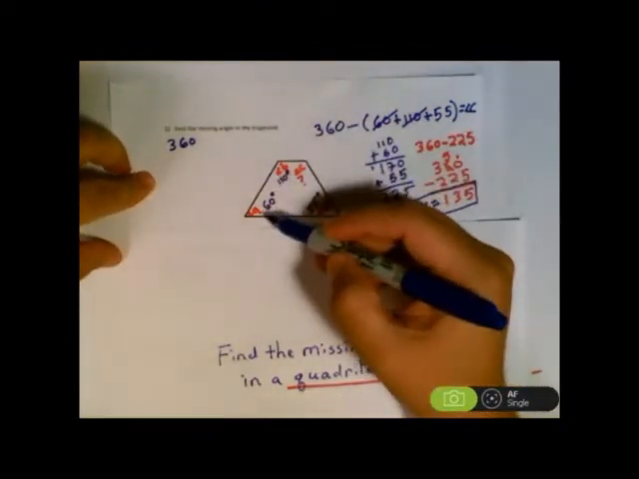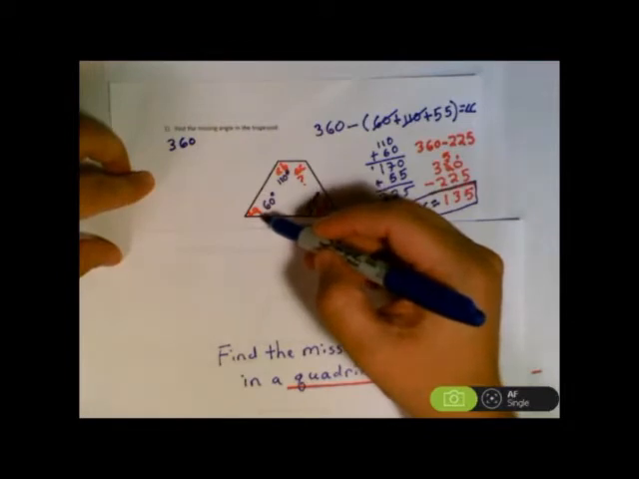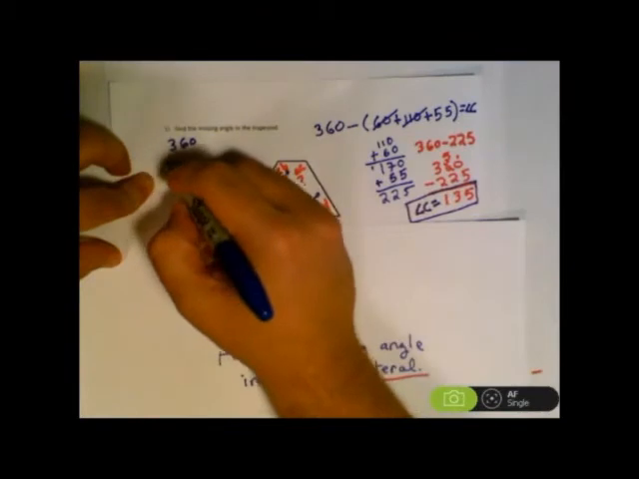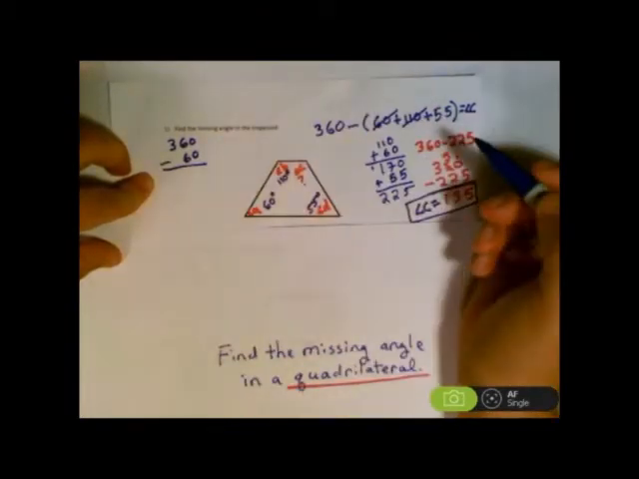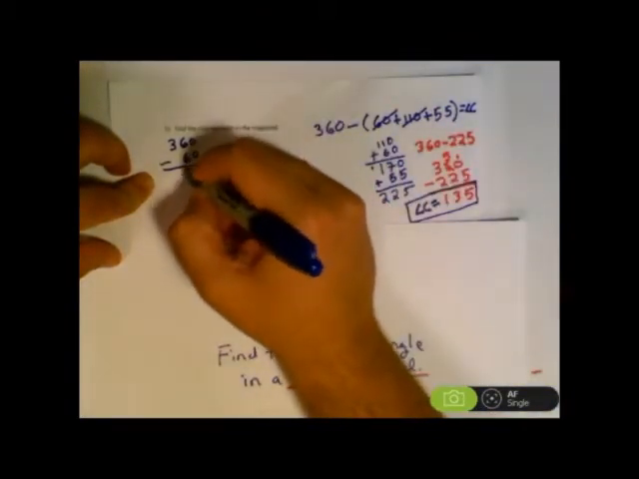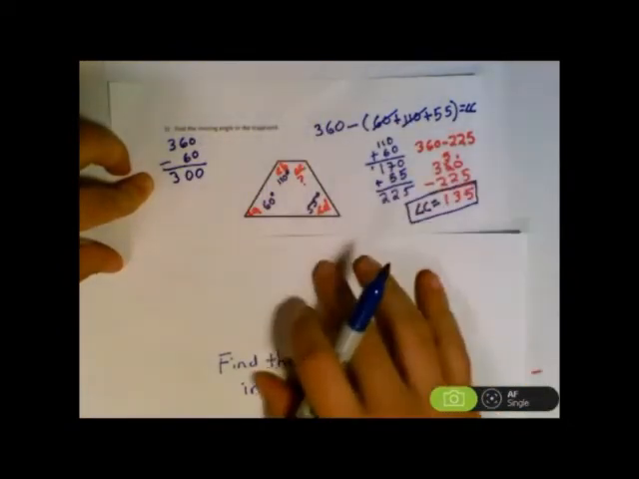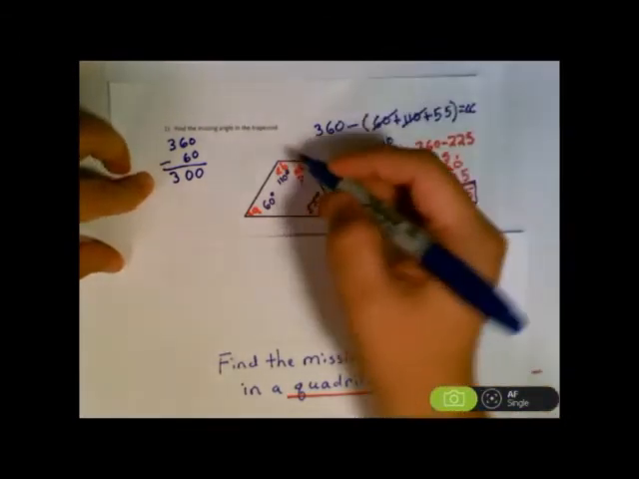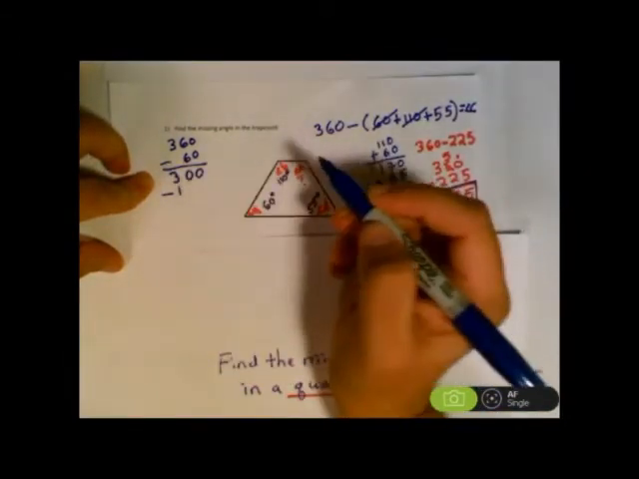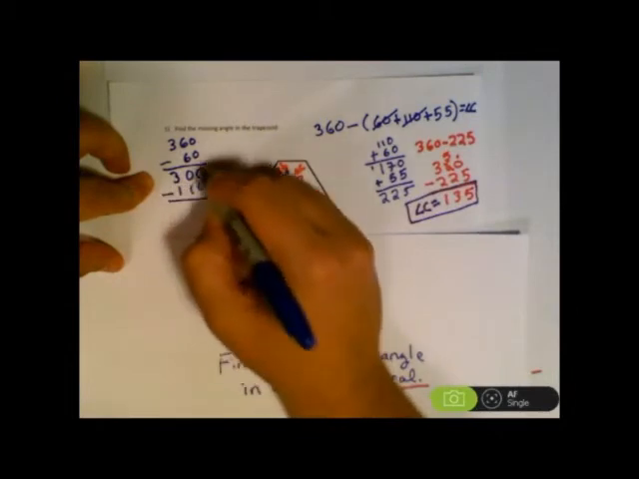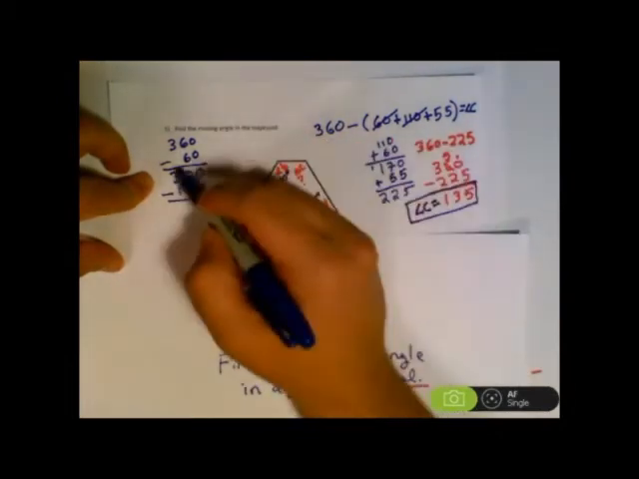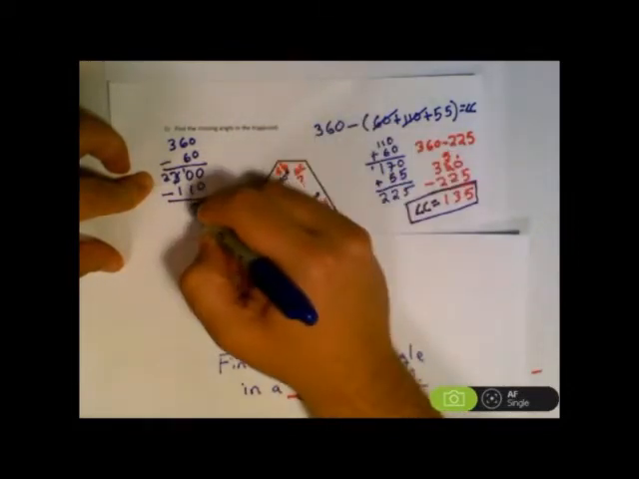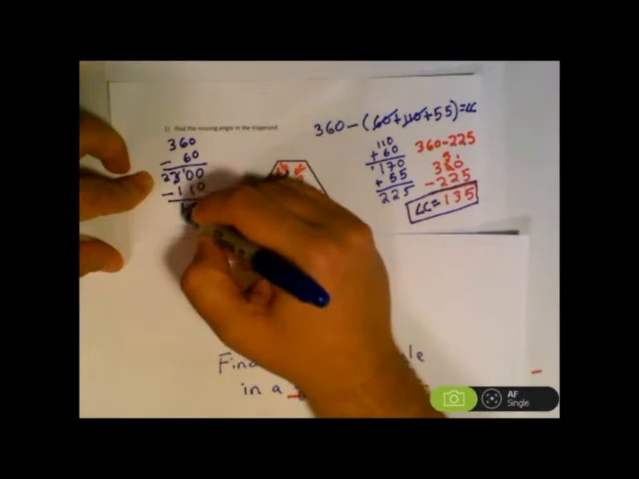I gave angle A $60. So how much do I have left? That means we're going to subtract 60. So 0, 0, 3. Then I gave angle B $110. How much do I have left? I gave him 110, so we're going to subtract 110. 0, we can't take away, so we're going to borrow from the 3. It becomes 2. 10 minus 1 is 9. 2 minus 1 is 1.